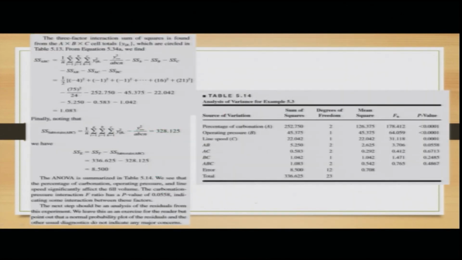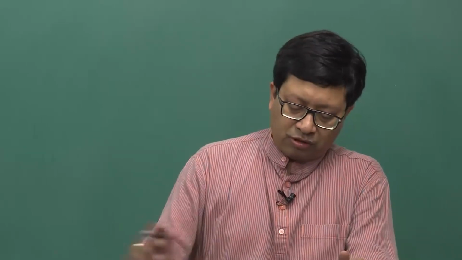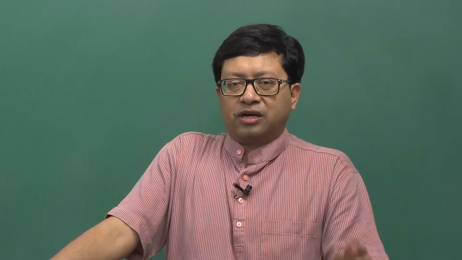When I go into the third stage, for the combination of A, B, C, I find the summation over i, j, k, with n divided outside, and then subtract y squared with 4 dots divided by a times b times c times n, minus SSA, minus SSB, minus SSC, minus SSAB, minus SSBC, minus SSAC. The value comes out to be 1.083. So, with this I will close this 20th lecture and continue this example.